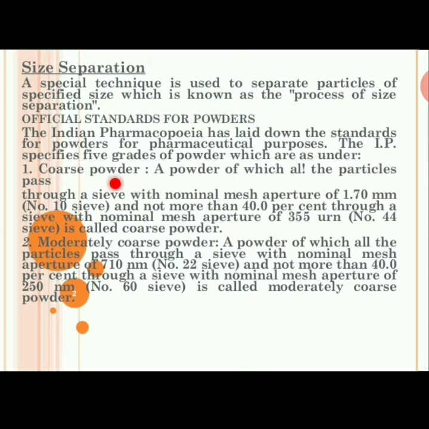First is the coarse powder, a powder of which all the particles pass through a sieve with nominal mesh aperture of 1.70 mm, that is sieve number 10, and not more than 40% through a sieve with nominal mesh aperture of 355 micrometer, that is sieve number 44.